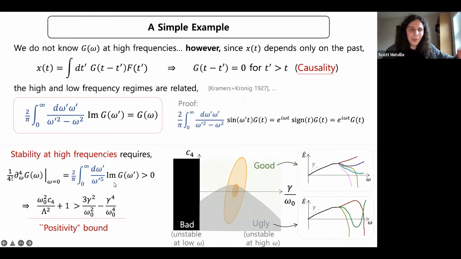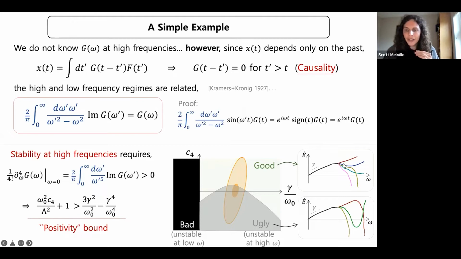You can be stable at arbitrarily high frequencies, no problem. But if you violate this bound, if C4 gets too small, then you would be in this ugly region where the low energy expansion looks okay, but causality guarantees that when you go to high energies, at some point, things are going to become unstable. At some point, this imaginary part of G is going to flip sign, right?